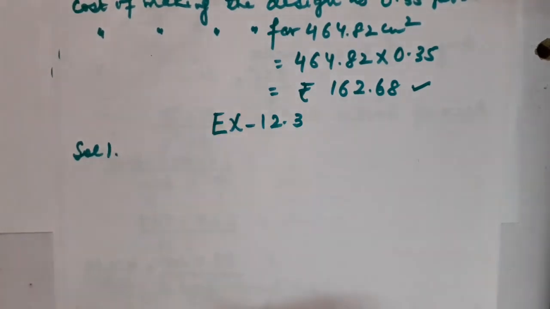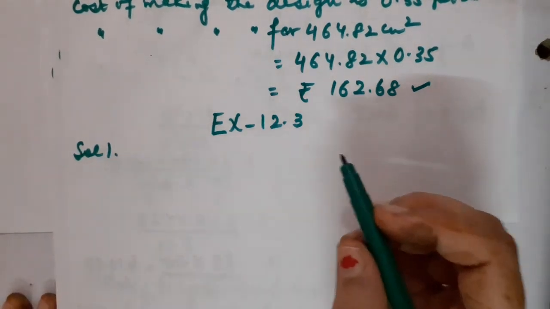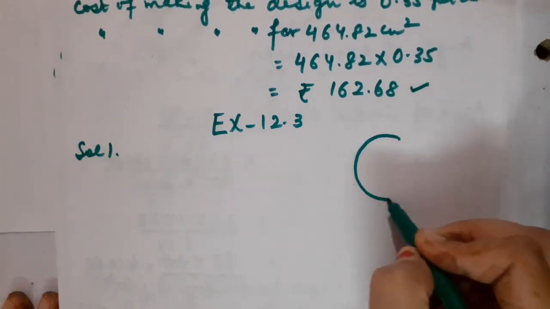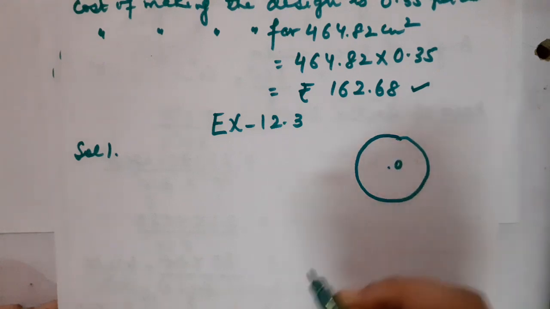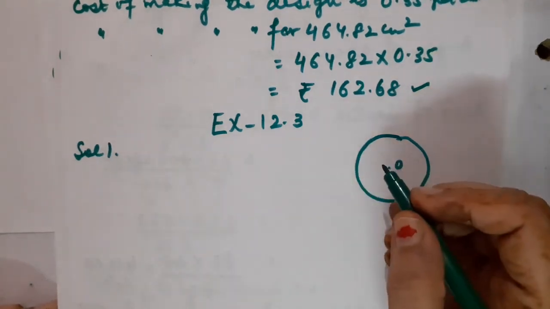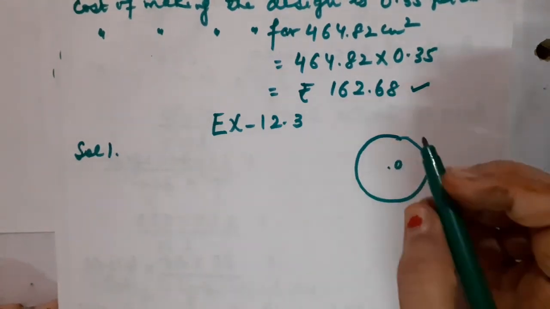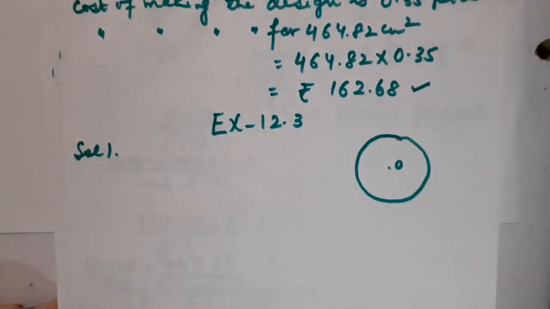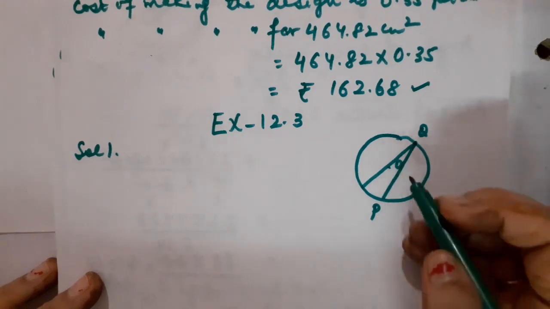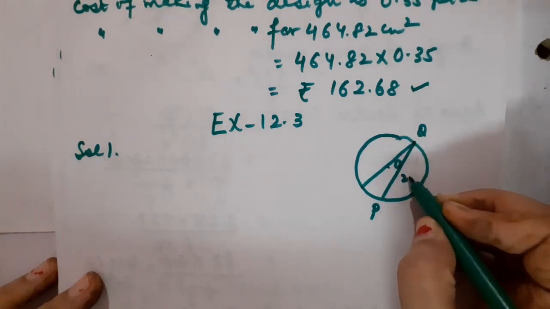So let us start with the very first question. I am reading the statement. Find the area of the shaded region in the given figure. There is a circle given with center point O. PQ is 24 centimeter, this is given to us.